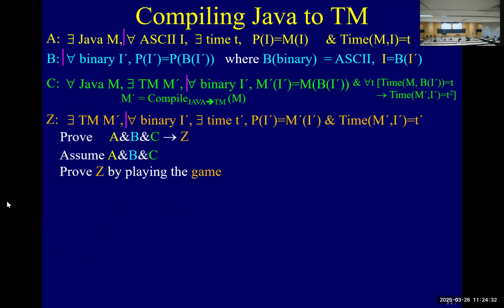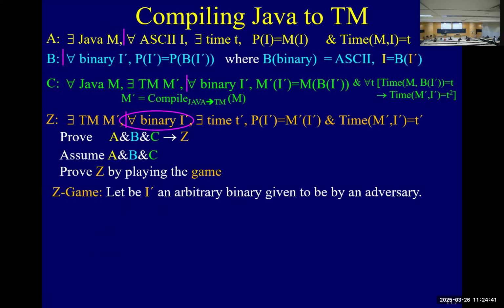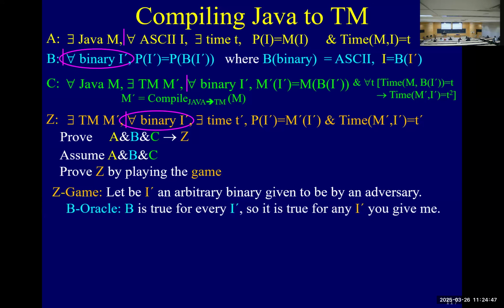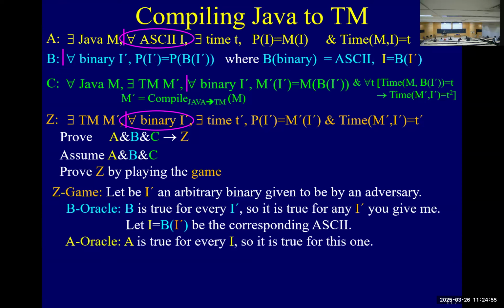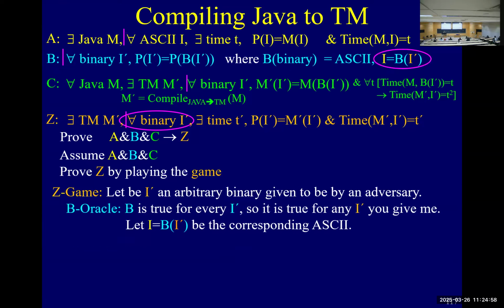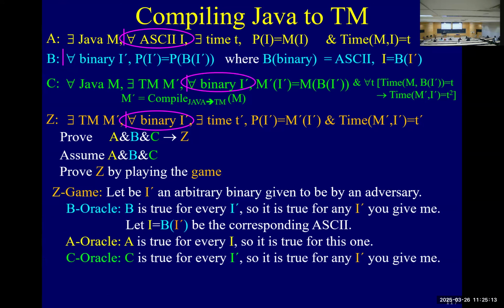All right, so now this is where we are. We've moved up to those lines. Everybody see that? So what am I doing? I'm now given a binary string. What do I do with my binary string? I give it to B. What does B do for me? B converts it into ASCII and assures me that the answer is the same. Now, what do I do with the ASCII? I give A the ASCII.